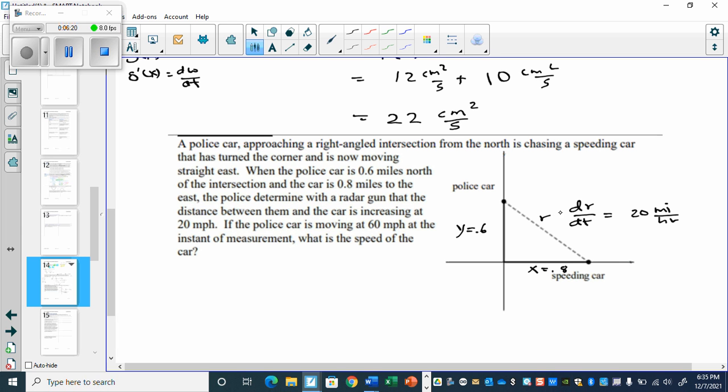That means we call this R. If the police car is moving at 60 miles per hour at the instant of measurement, what is the speed of the car? So basically, what is dx/dt? I get dy/dt. This is the police car, and it's 60 miles per hour.